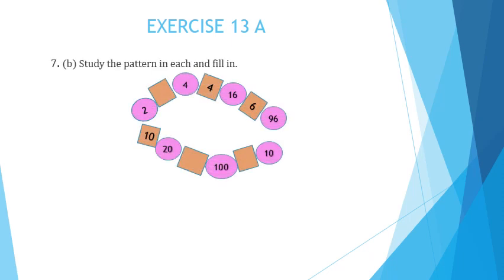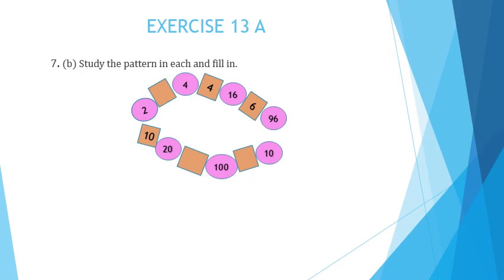Now children, let's come to the next question. Again, we have a figure, you have to study the pattern and fill in. So children, here you can see if we move in anti-clockwise direction, there is a circle in which it is written 96. Then we have a square in which it is written number 6. Then again we have a circle with 16 inside it. Then we have a square with 4.